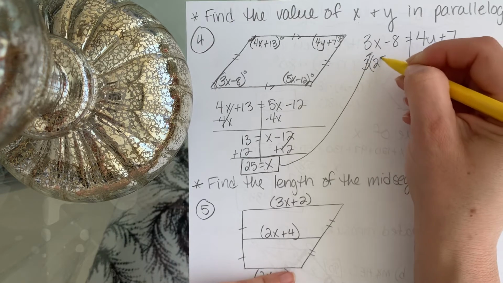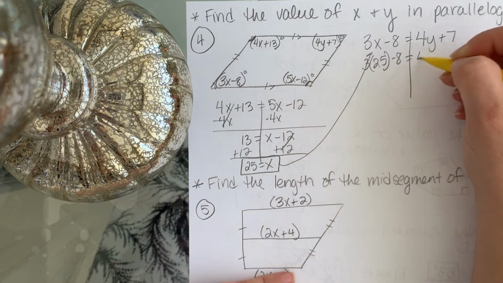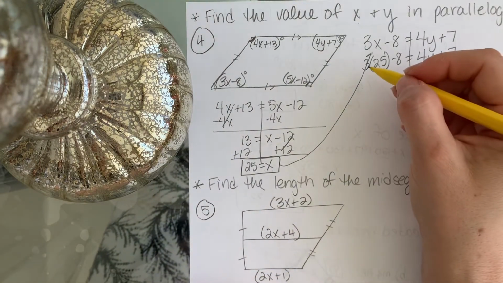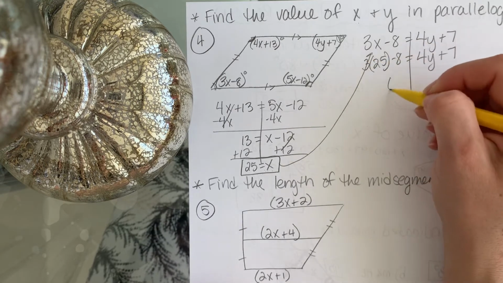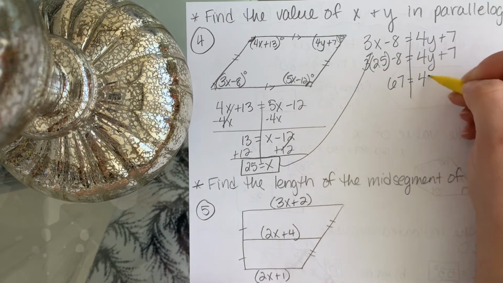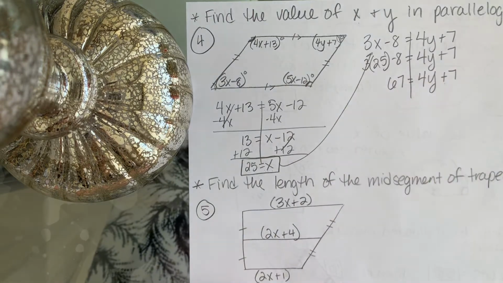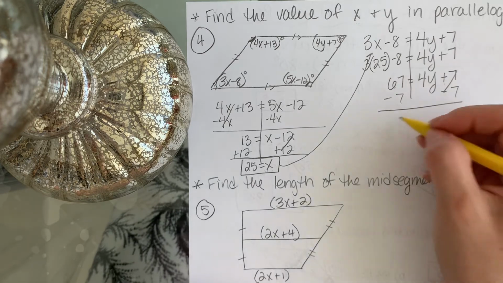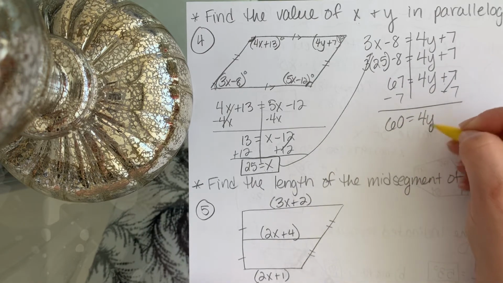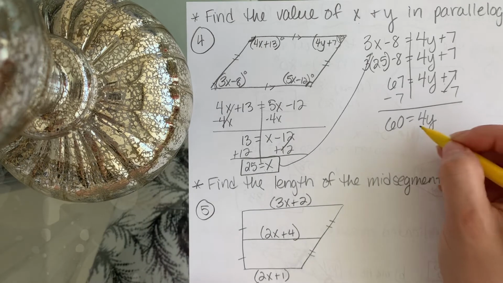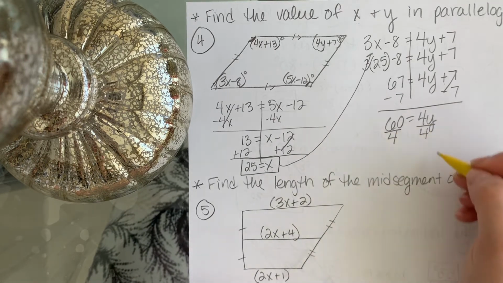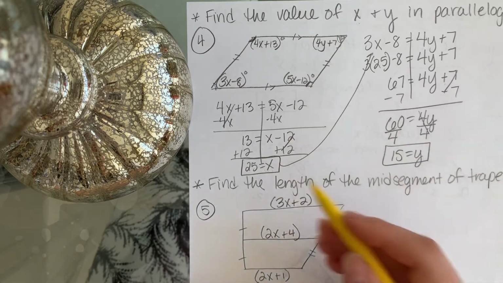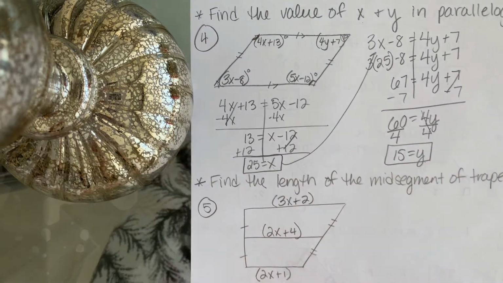So we have 3 times 25 minus 8 equals 4y plus 7, which gives me 67 equals 4y plus 7. Subtract 7 on both sides, and you get 60 equals 4y. How do you get this y by itself? You divide both sides by 4, and you get 15 equals y. So you found x, you found y, and you're finished with that one.